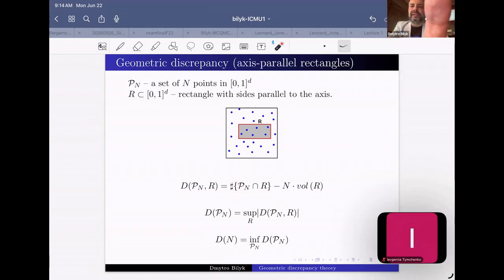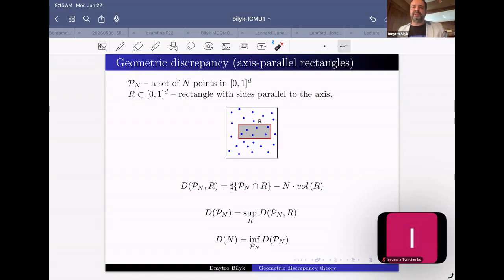Actually, it might be a little bit clearer if you normalize by n. In some books you would see it normalized by n, in some books not. So if you normalize by n, you would be measuring the proportion of the points minus the area. Okay, so that's the error. It tells you the imperfections of the distribution. And then we take the supremum over some class of sets, and in this case our class of sets will be axis parallel rectangles, all possible axis parallel rectangles.